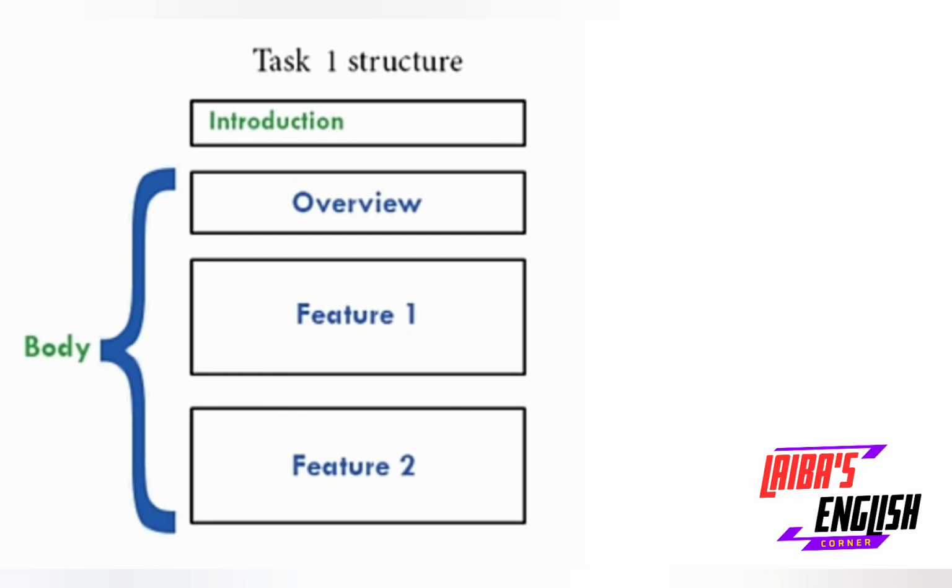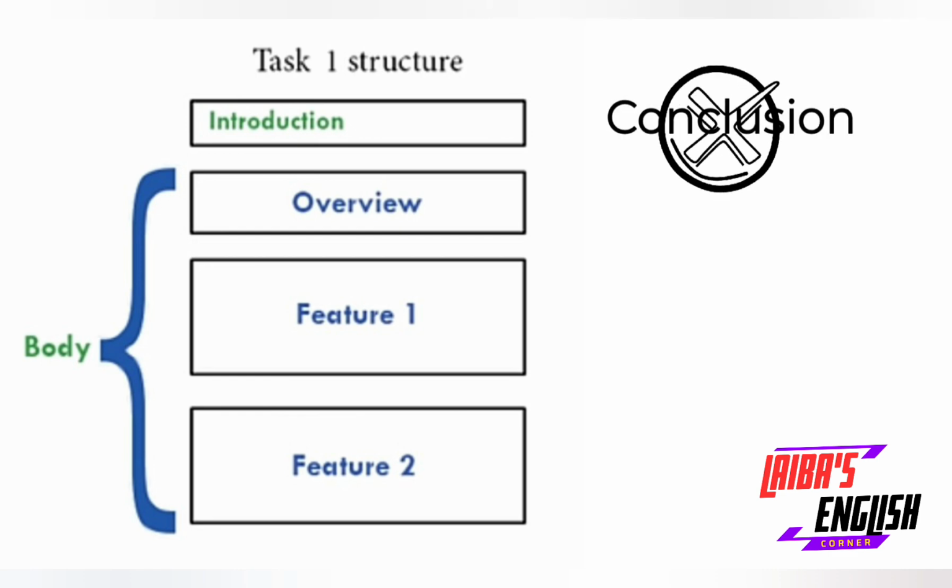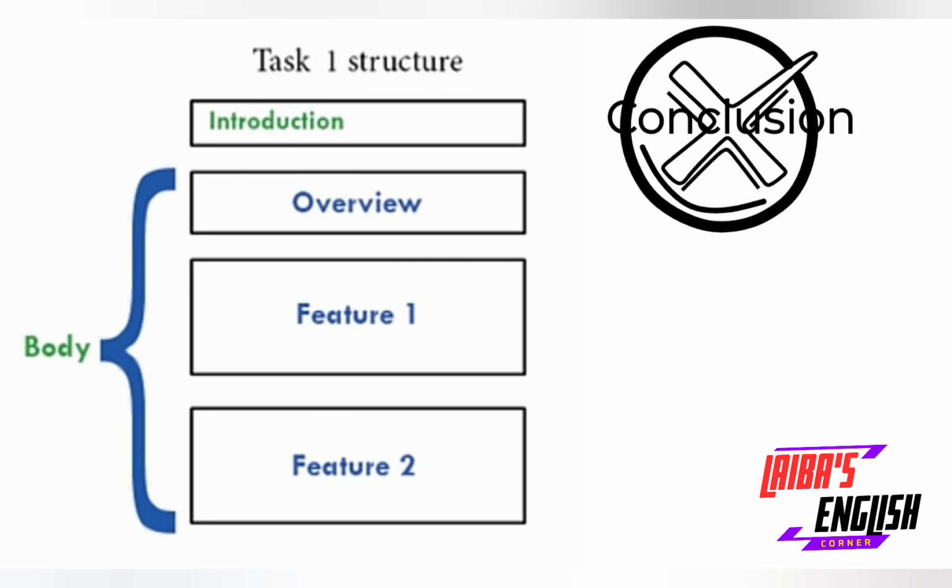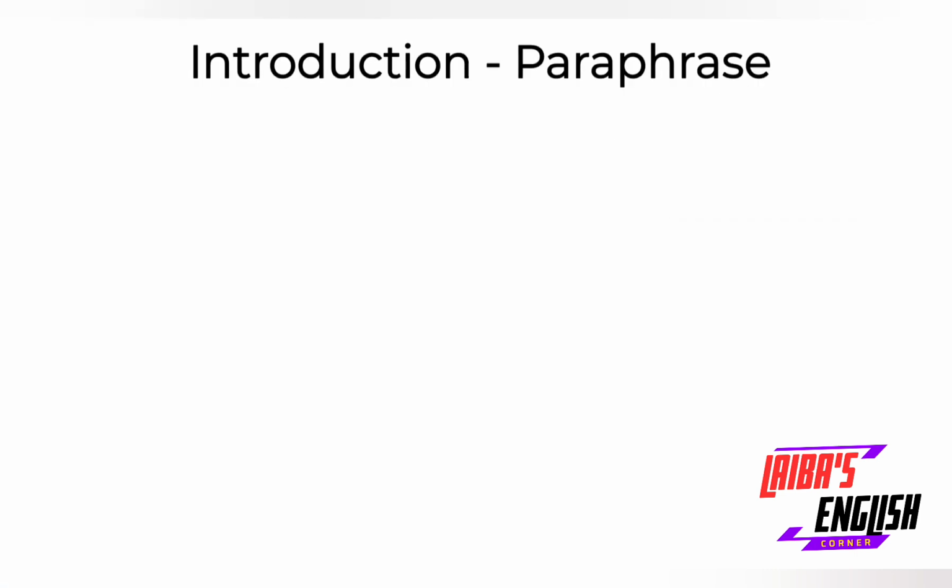In paragraph number 3, which you can see features, we have to write the year and the percentages, and the same for paragraph number 4. Remember, no conclusion or personal opinion is allowed in writing task 1.